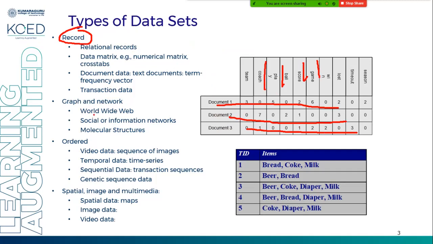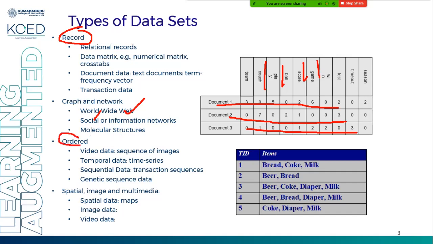Graph and network data contains a set of nodes interconnected by paths. For example, data in World Wide Web pages. Social and information networks, for example social network data like Facebook, WhatsApp, and Twitter. Molecular structures are biomedical data, showing how the molecules are interlinked. So this is known as graph and network data.